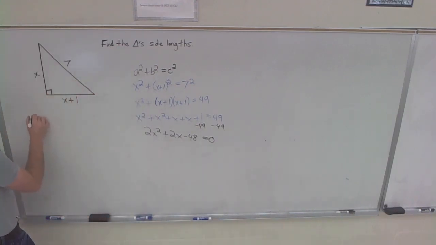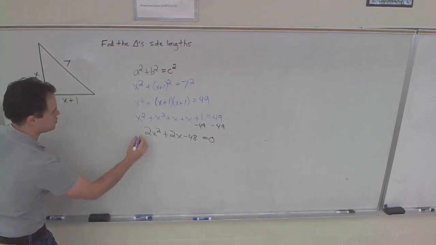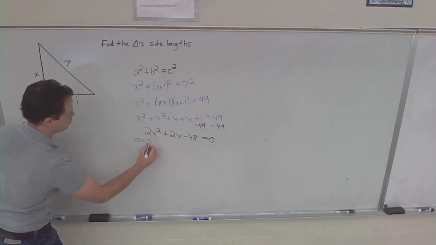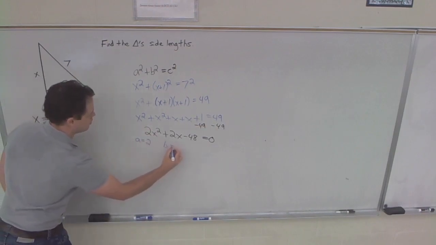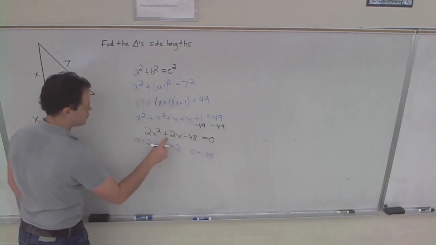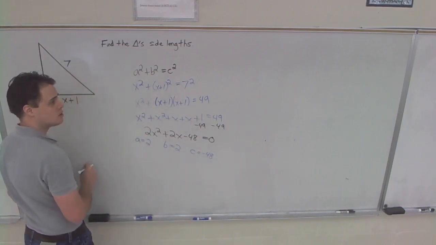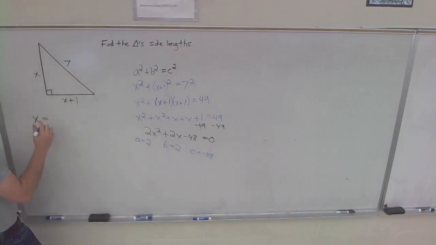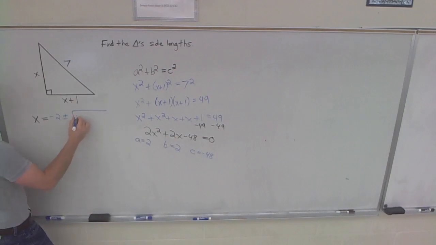So let's see. Quadratic formula. I'll write down what A, B, and C are just to be extra careful. So A's coefficient there, 2. B's this 2. And C is the negative 48. Remember, if there's minuses here, make sure you keep them for A's and B's. So now I'm going to go negative B plus or minus the square root of B squared minus 4 times A times C, all over 2 times A, which is also 2.